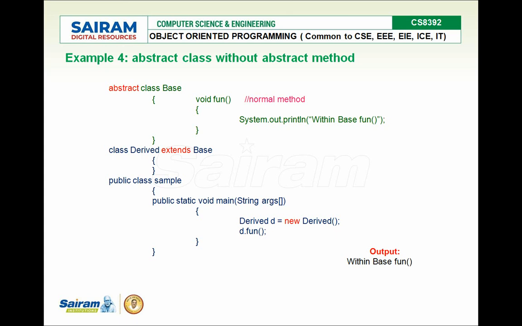And here, abstract class without abstract method. So what is the property of an abstract class? It may have an abstract method or may not have an abstract method. So it is not having an abstract method. So here no abstract method, only normal method. So I'm extending or inheriting the derived class and creating the object for the derived class and calling the function which is inherited over here. So, abstract class without abstract method.